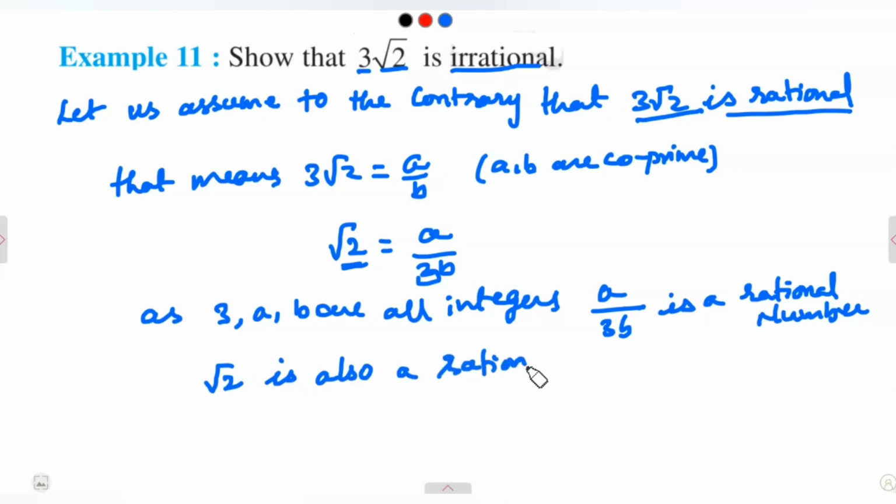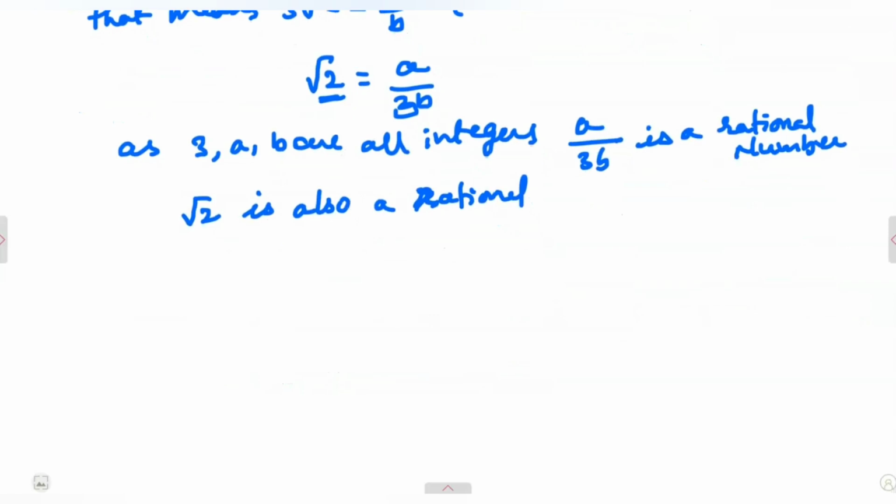But what do you understand? But already we proved and we have already learned that root 2 is irrational. We already proved and we learned that root 2 is not rational. So you write, but root 2 is irrational. So this contradiction arose. Again, this contradiction is because of our incorrect assumption.